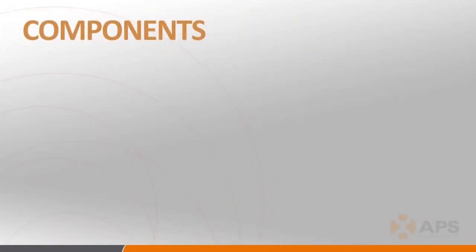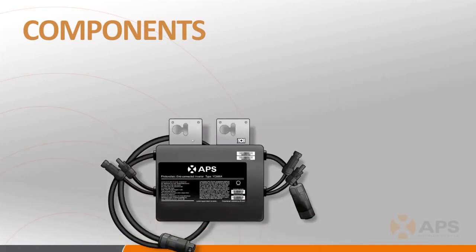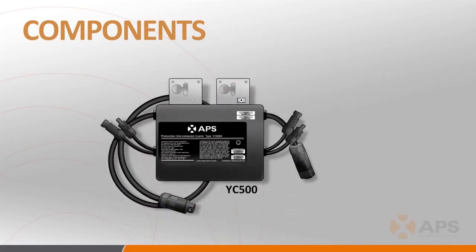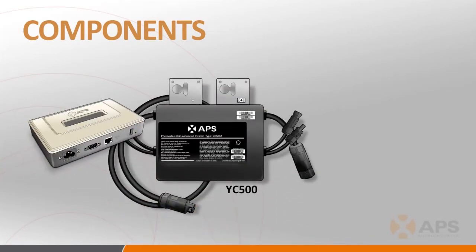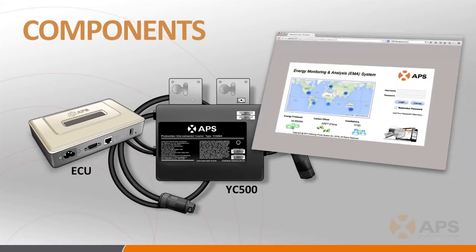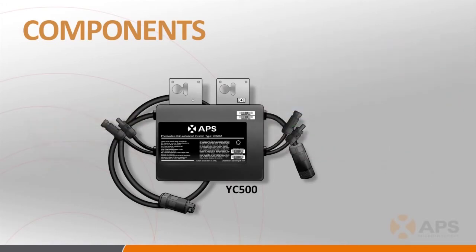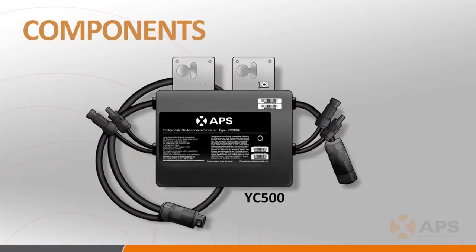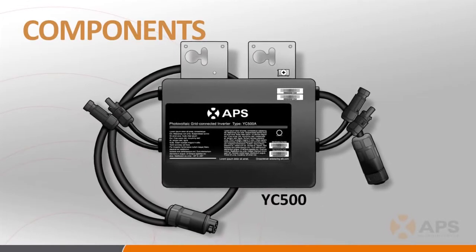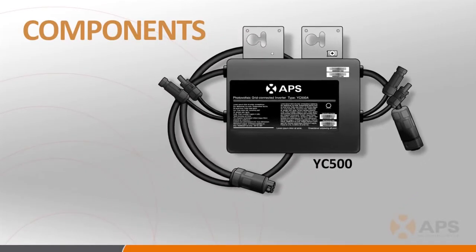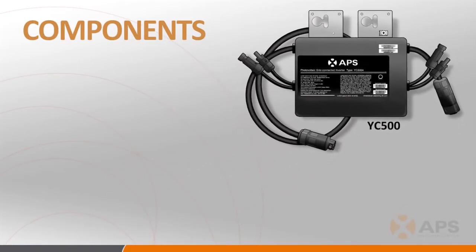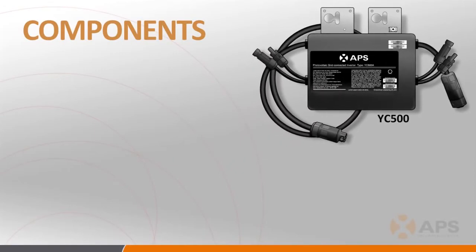There are three basic components that make up the APS system: the inverter, in this case the YC500, the Energy Communication Unit, or ECU, and the Energy Monitoring and Analysis Website, or EMA. The inverter's role in the overall solar system is to convert the DC power that is generated by the solar panels into AC power, which can be utilized by the power grid. The YC500 is a grid-tied microinverter.